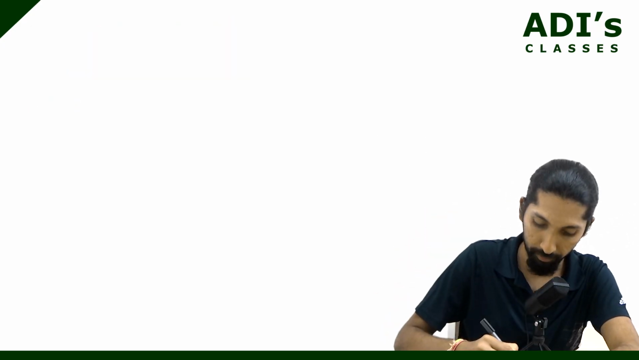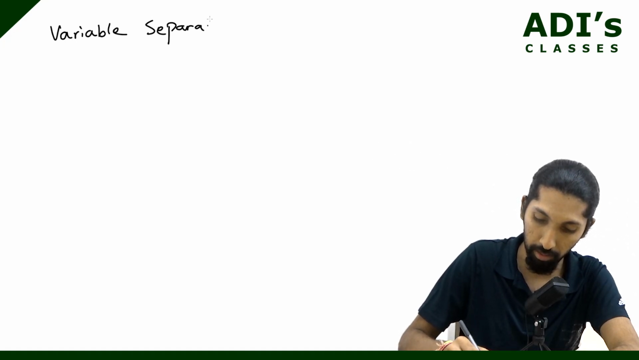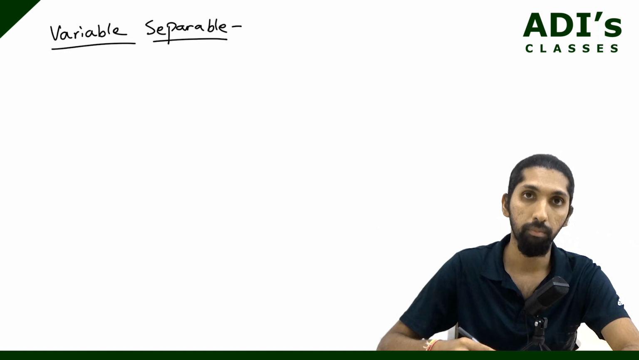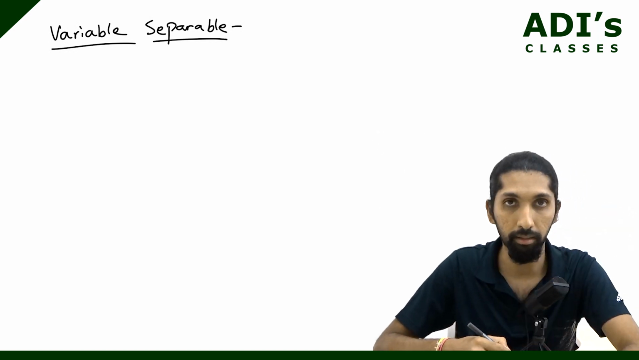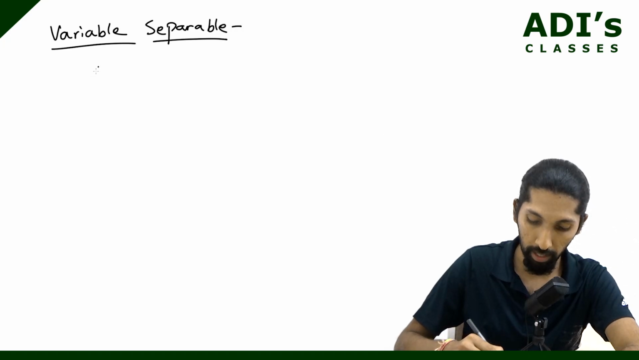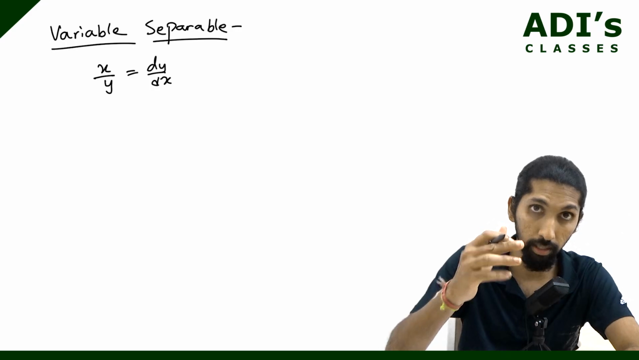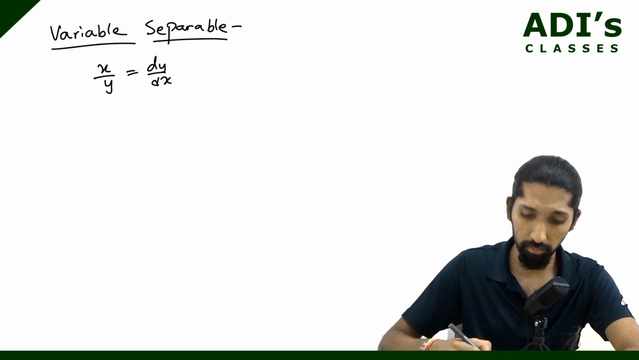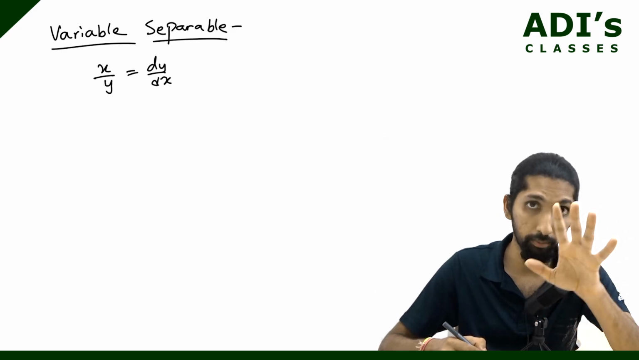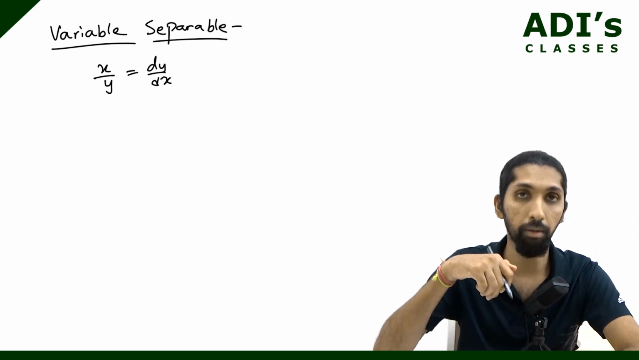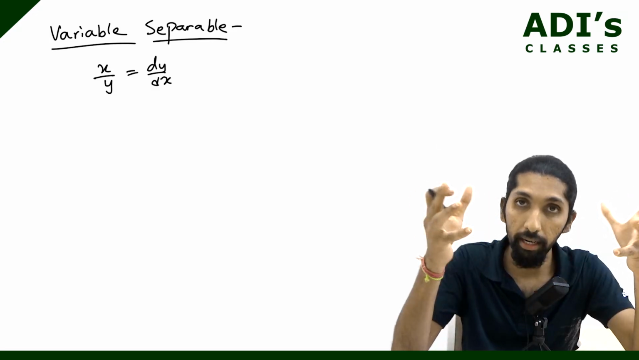See, we have the variable separable method, correct? Separating the variables. Suppose, say, a very simple example I'll take. Say you have x divided by y is equal to dy by dx. Say you have a differential equation something like this. It became very direct, but that's okay. We are starting with level 1, or maybe level 0. See, x by y is equal to dy by dx. Now you can separate the dy and dx.